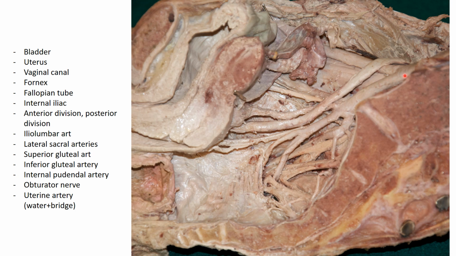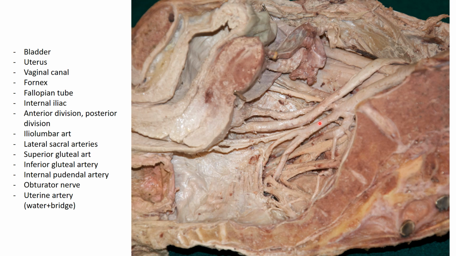My anterior division, I want to follow down, and I want to find out where are those two terminal branches going. So the anterior division comes down, and it's going to give off two terminal branches that are exiting the pelvis via the greater sciatic foramen. This is going to be your inferior gluteal artery, I'm highlighting now, and then your internal pudendal artery.